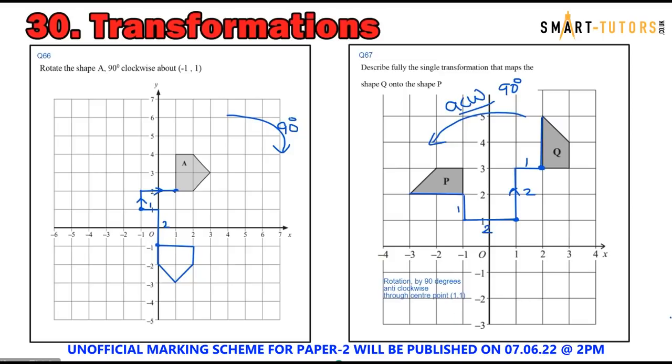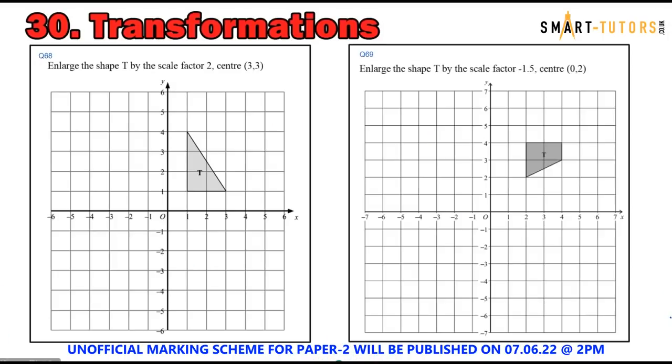So we have done the rotation now, and we are moving on to the next slide, which is enlargement. When it comes to enlargement, we need to think about the center point and the scale factor. Let's do this one. Enlarge shape T with scale factor 2 and center point 3, 3. First of all, where is the center point 3, 3? So this is the center point 3, 3.